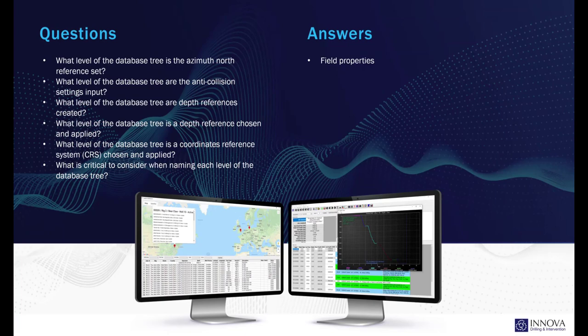Next question, what level of the database tree are the anti-collision settings input? Again, pause if you don't know the answer, go find out, and restart the video when you do. Okay, that can be input at the operator properties. So this is where the operator's anti-collision policy inputs are set, and this affects every single level below the operator.